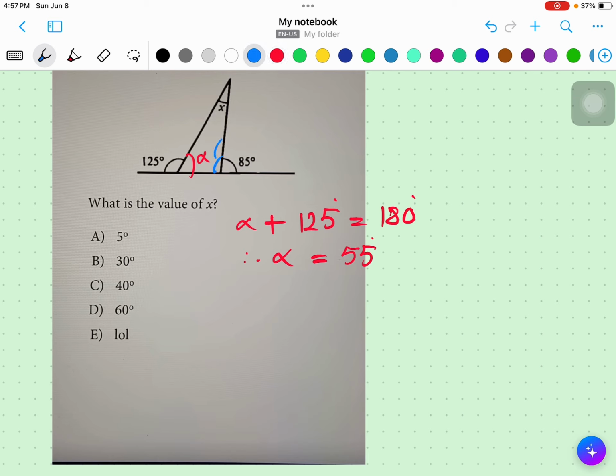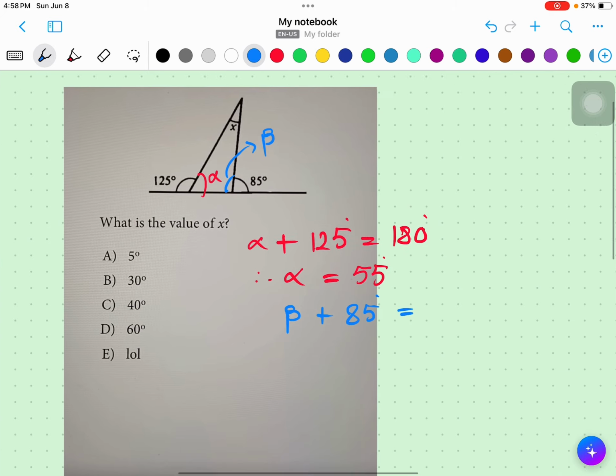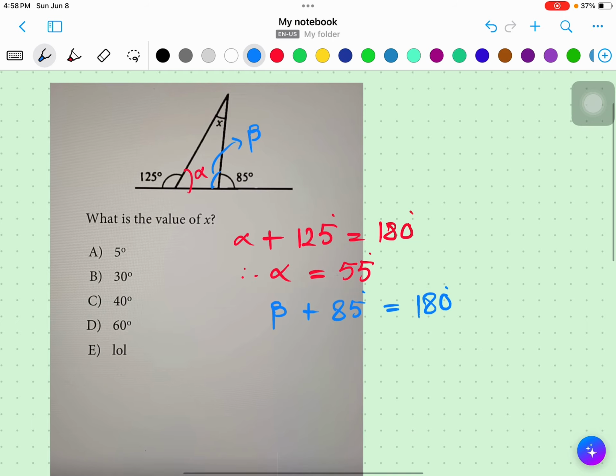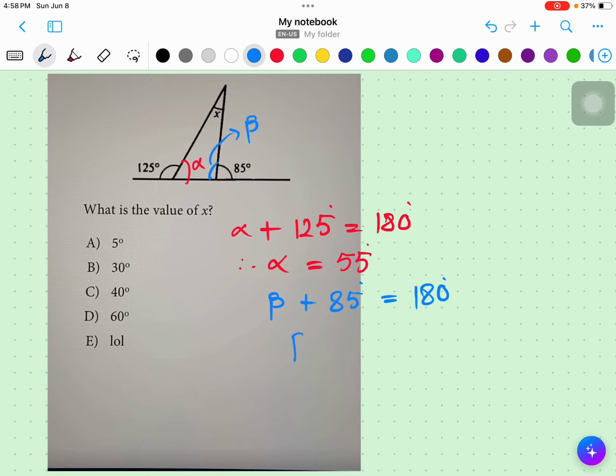We can name this angle beta. Beta plus 85 degrees equals 180 degrees. So, beta is equal to 95 degrees.